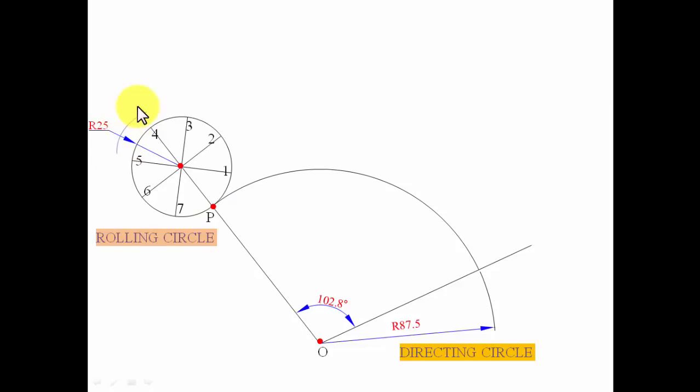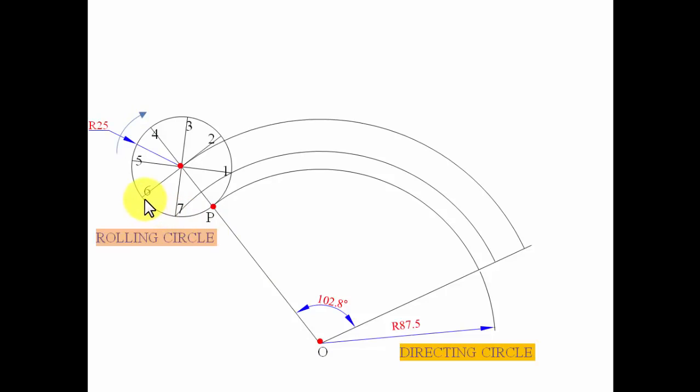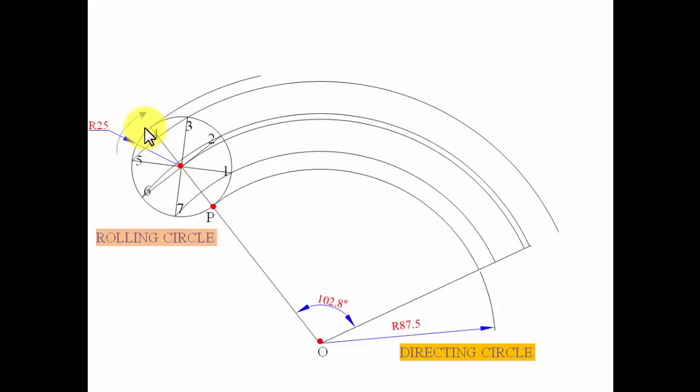So this rolling circle is rolling in the clockwise sense, and with O as center and with O7 as the radius, I'm going to make an arc yet again. Now with O6 as the center, and with O6 now, with O5, with O4. Alright, so these are the arcs. Fine, let's move ahead. Now just guys think about this.